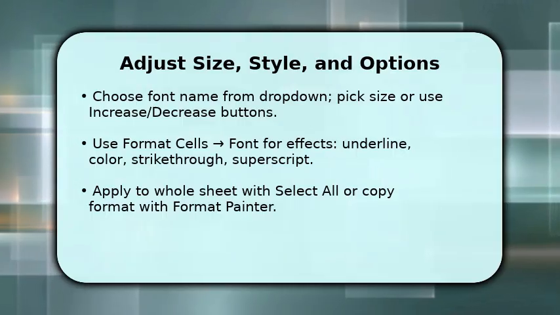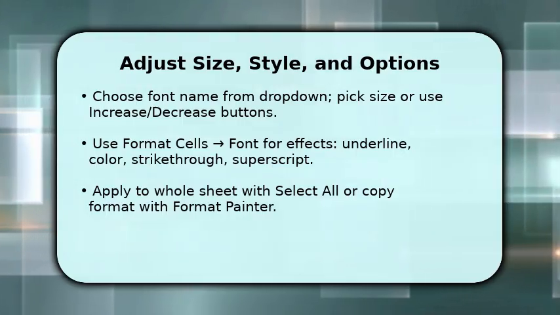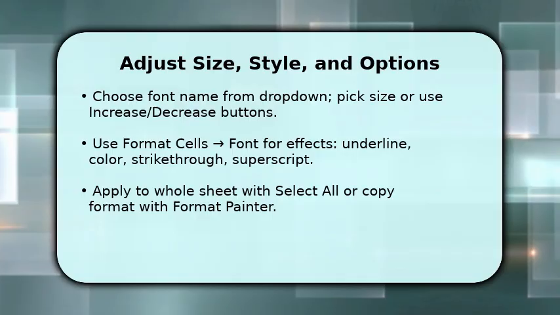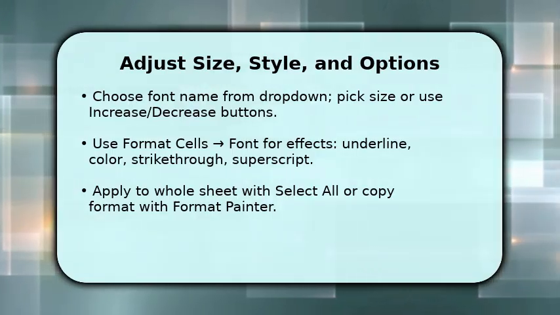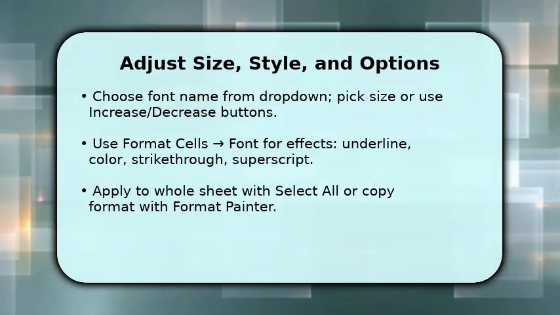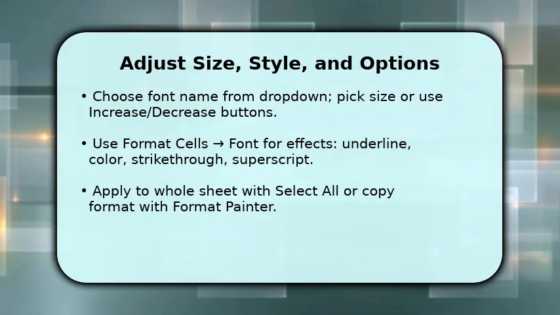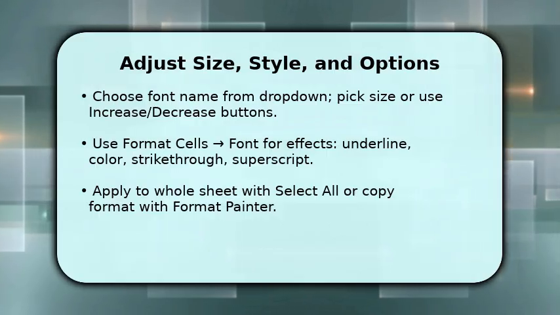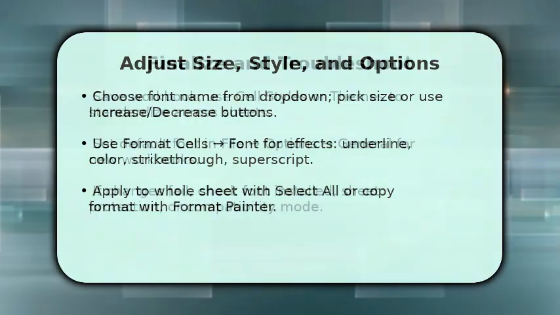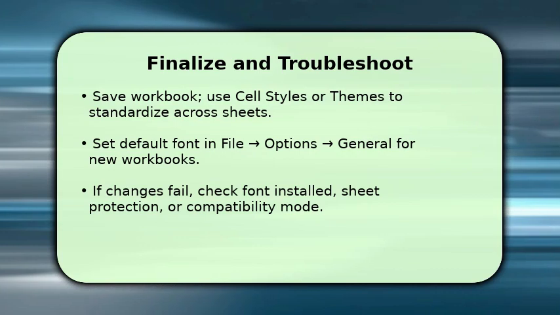Underline styles, color choices, strike-through, superscript, or subscript for precise formatting. To apply changes broadly, press the Select All button or use Format Painter to copy formatting across ranges. Make sure to preview on a few rows, so spacing is right, and finish by saving your workbook. And if you want consistency, create or apply a cell style or theme so fonts remain uniform across sheets.